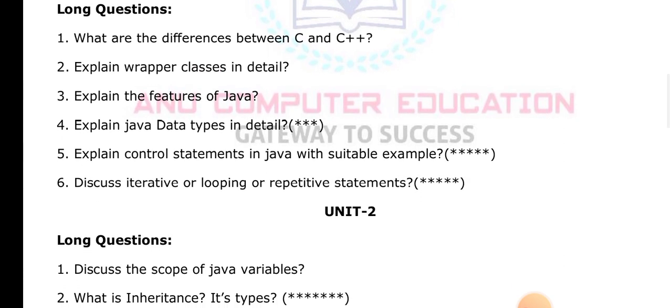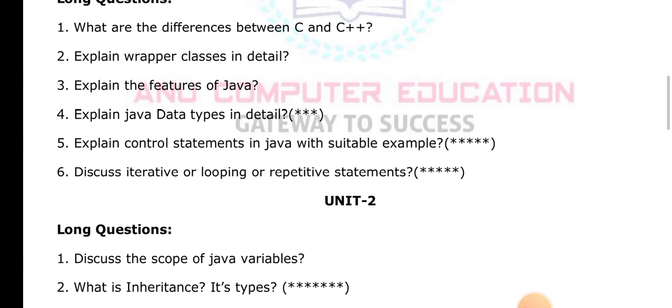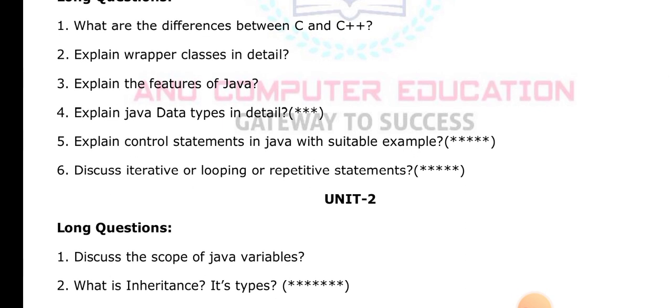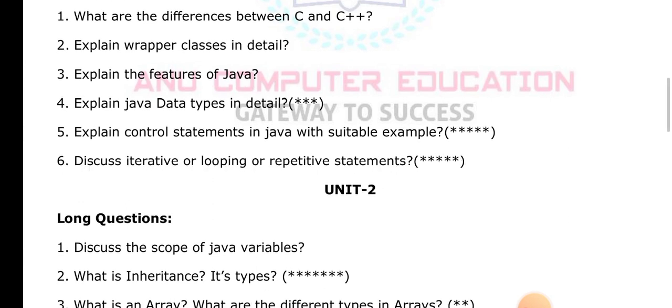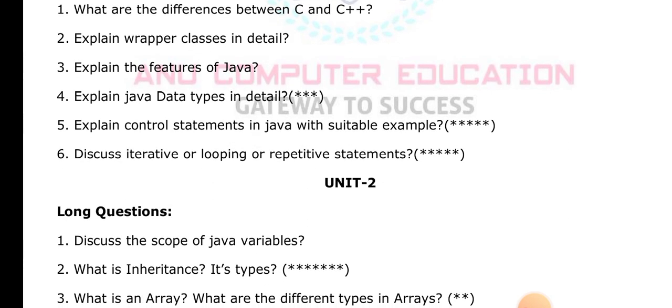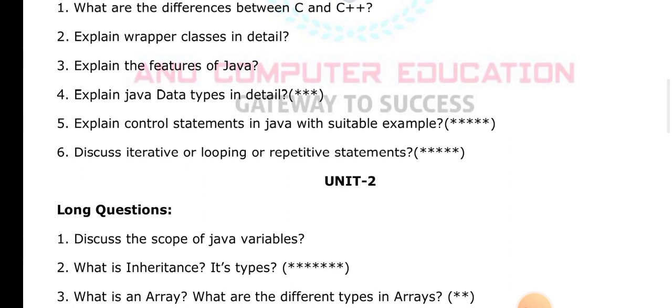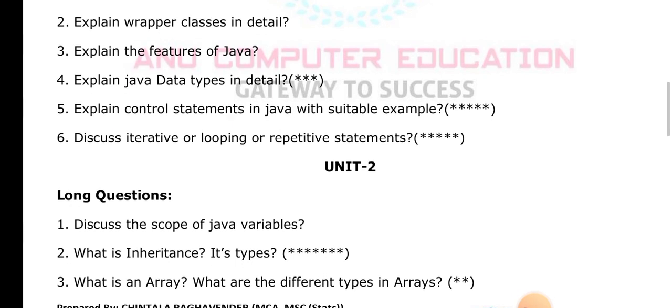When it comes to unit number 2, discuss the scope of the variables. That means where we can access that variable, within the class or outside the class, and we have to explain with the help of access specifiers, public, static, void main. So what is inheritance and its types? Acquiring the features from one class to another class is known as inheritance. We have many types of inheritance: single inheritance, multiple inheritance, and all the inheritance definitions with the diagram you have to explain. If possible, write a single inheritance or multiple inheritance program, compulsory, right? So you'll get 20 marks for this question.